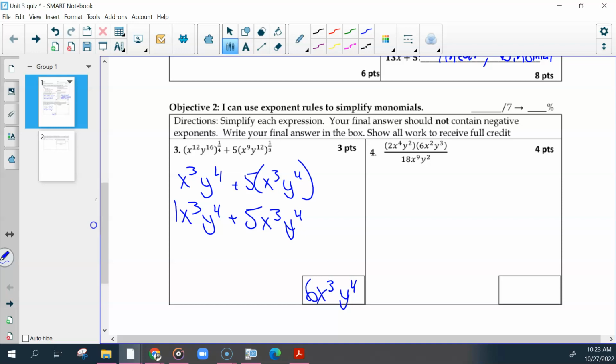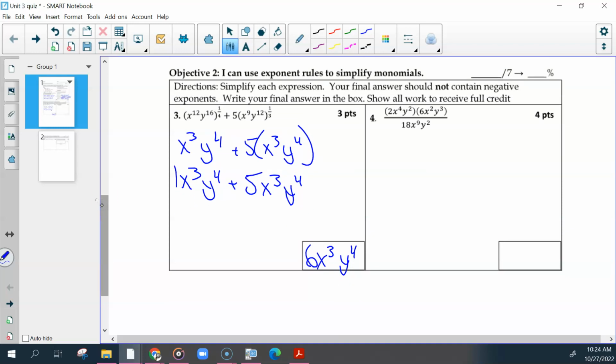Number 4, you had to deal with your numerator first. So multiply the numbers to get 12, add the exponents. Getting that numerator right was worth 1 point. Then you had to simplify each of the things, and that were each worth 1 point. 12 over 18 simplified to be 2 over 3.